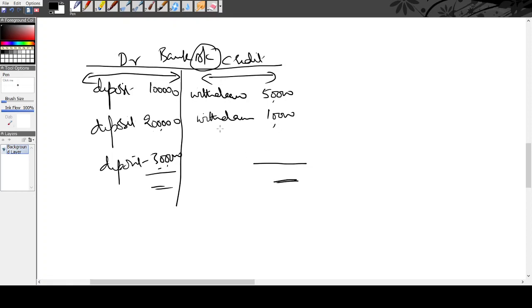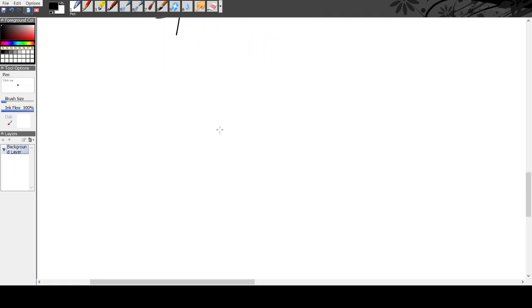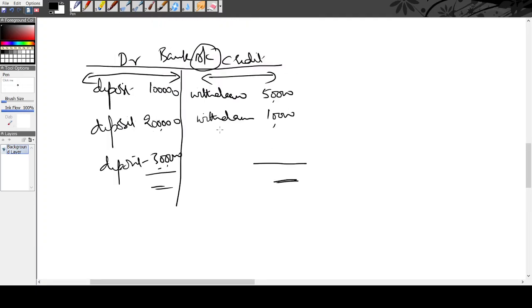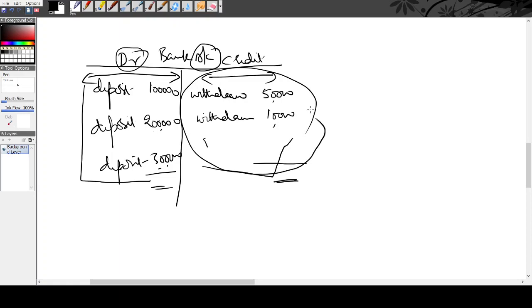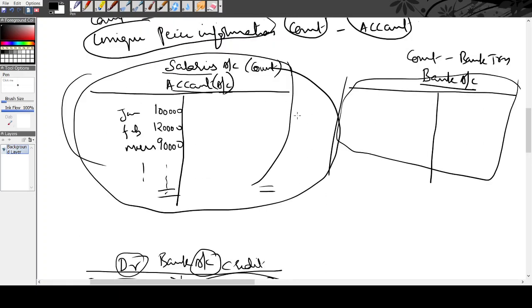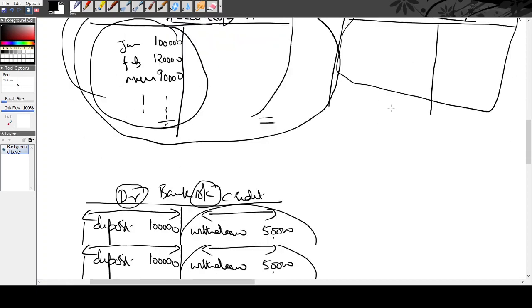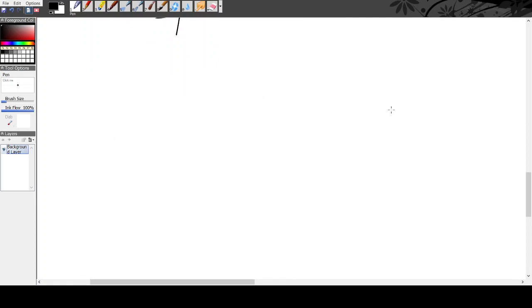Okay, now let us learn the golden rules of account. Now the question arises, why was I writing something on the left side and why was I writing something on the right side? Why have I recorded some information on the debit side and some on the right side or the credit side? Similarly, you can see I have recorded some information on the debit side of the salaries account. This is the debit side and this is the credit side. So what are the rules for recording information on the debit side or the credit side of an account?